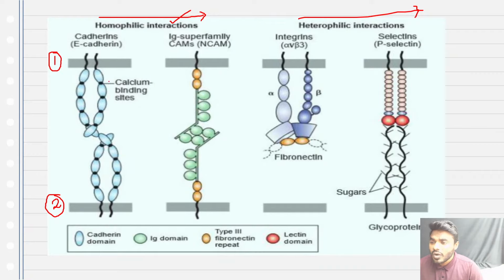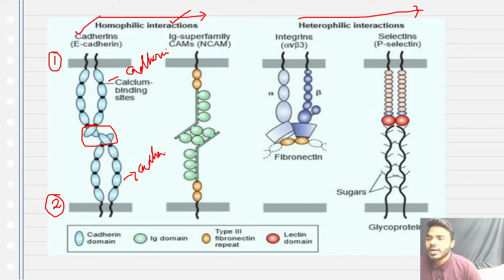Now on cell 1 there is a cadherin present, one type of CAM molecule. On cell 2 also cadherin is present. Now you can see the picture very clearly. The two cadherin molecules are associated with each other with the help of the extracellular domain. This is exactly, friends, what we can call homophilic interactions. Kindly do not get confused with this particular point.